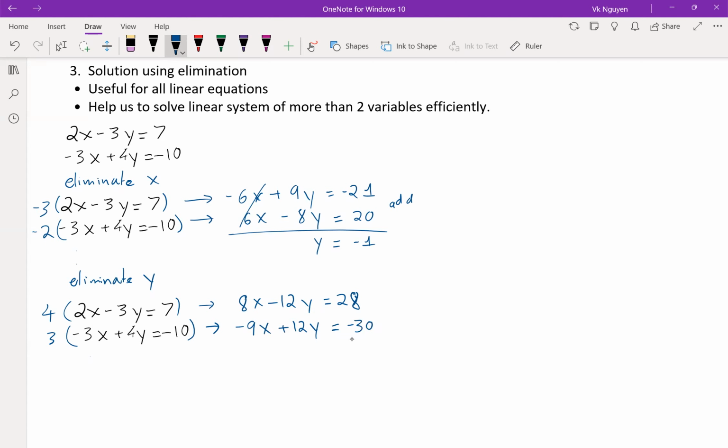minus 30. Add them up. Get rid of the y. Negative x equals minus 2. Divide both sides by negative 1. x equals 2.